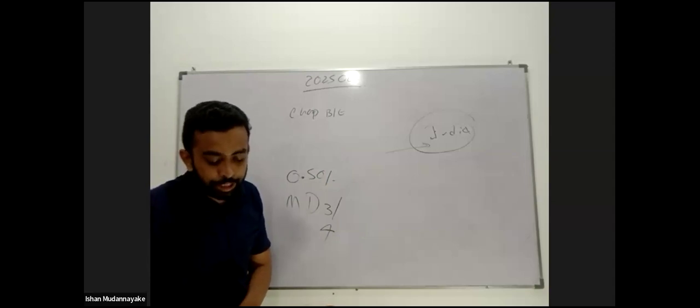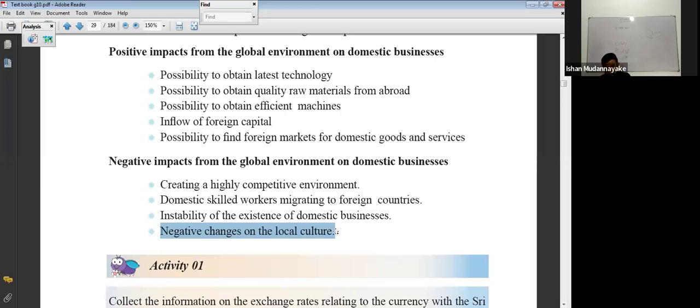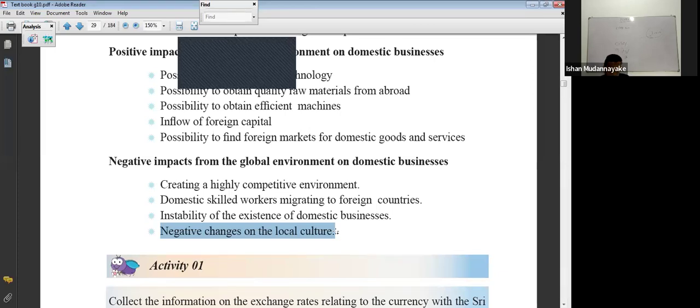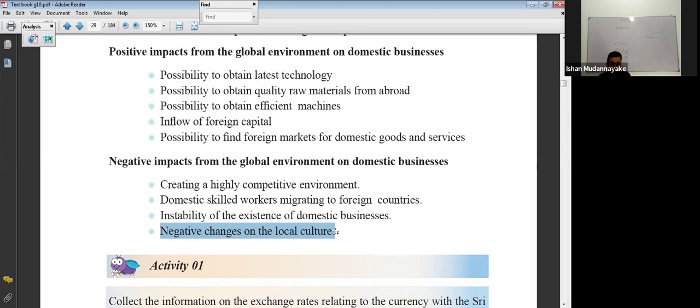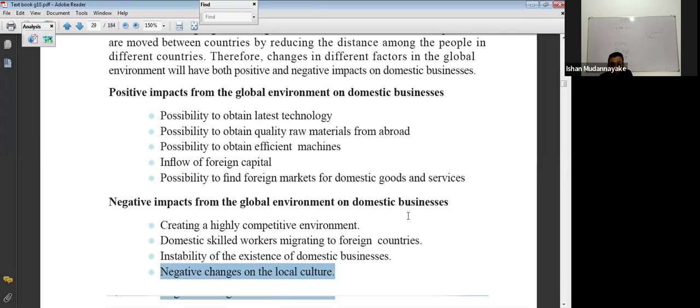And the last one is negative changes in the local culture. There is a negative impact on the local culture. Cultural damage is another big issue in globalization. Cultural homogenization: Sri Lankan people try to behave like Americans. Cultural changes and negative damage to culture are another disadvantage of globalization.